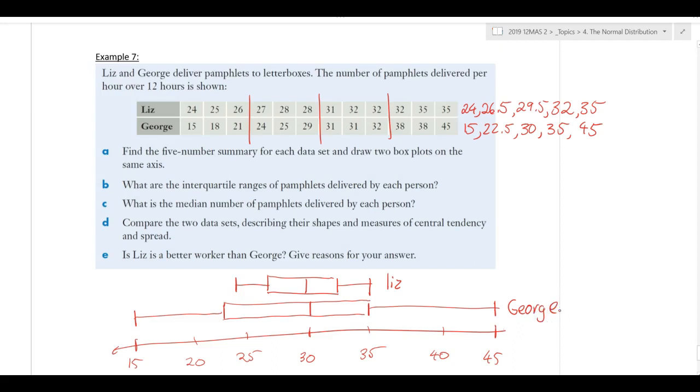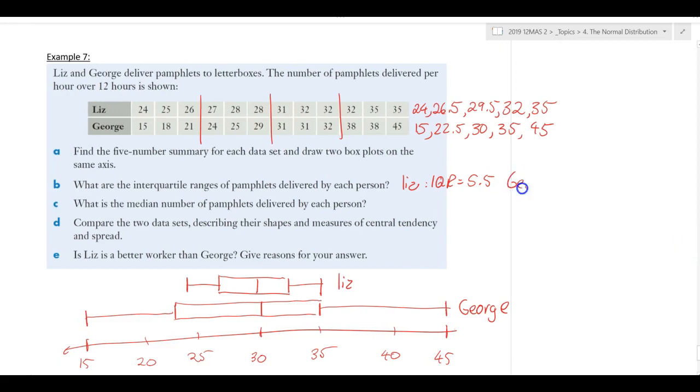Now, what are the interquartile ranges for each person? The interquartile range is the length of the box, the size of the box there. So, for Liz, the IQR is, right, 32 minus 26.5 is 5.5. Oops, not there. 5.5. That's for Liz. For George, the interquartile range is now 22.5 to 35, which is 12.5.